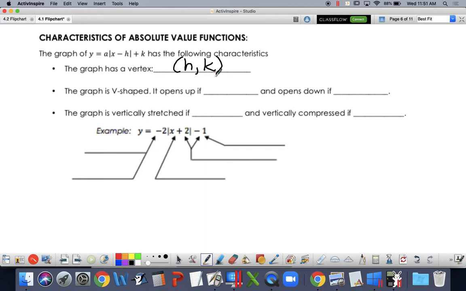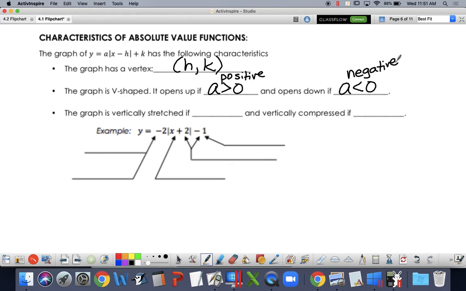The graph is going to be V-shaped, and it's going to be up, like the right side up V, if A is positive. So however you want to write it in your notes, if A is positive, A is greater than 0, whatever makes the most sense to you. And it's going to be an upside down V, or facing down, if A is less than 0, or a negative number.